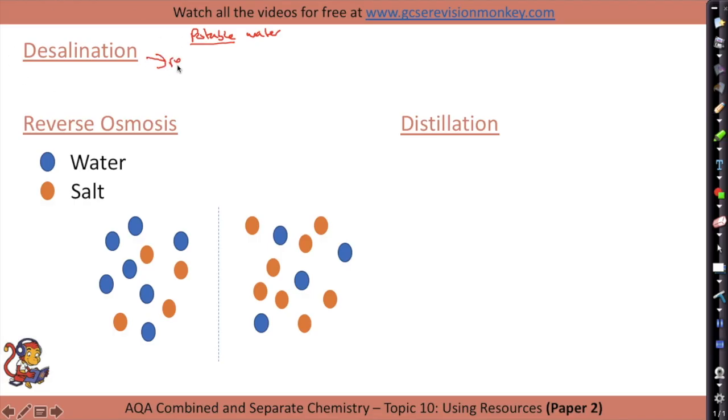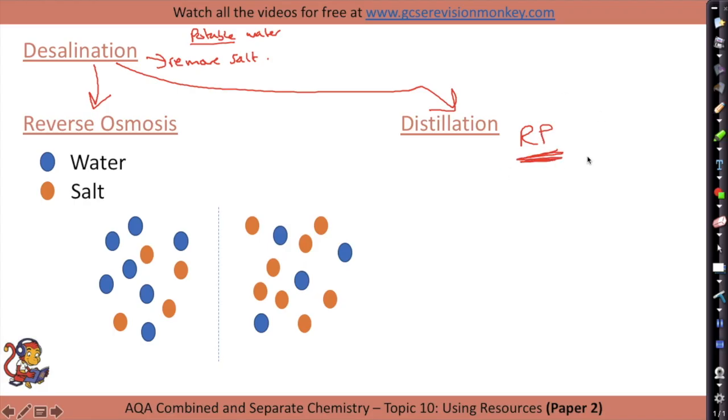And desalination is whereby they are removing the salt from the water. They will still go through the sterilisation processes as well. But for desalination, there's two different options. One of those is reverse osmosis, which is a really new technology, and the other one is distillation. Now, distillation forms part of a required practical, so I'll talk about that in detail in the next slide.